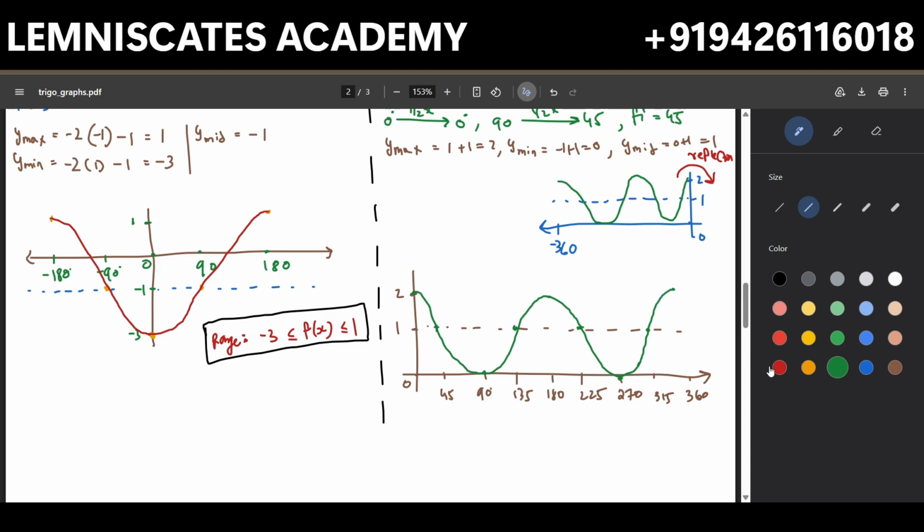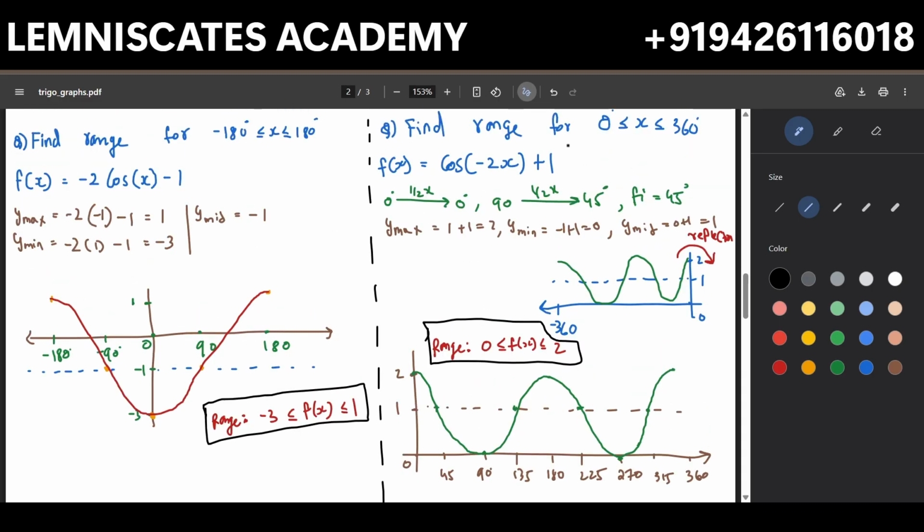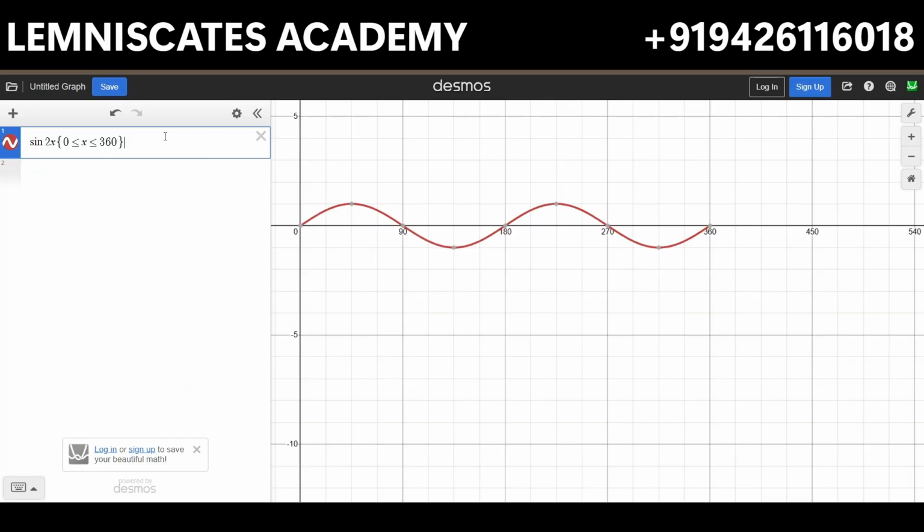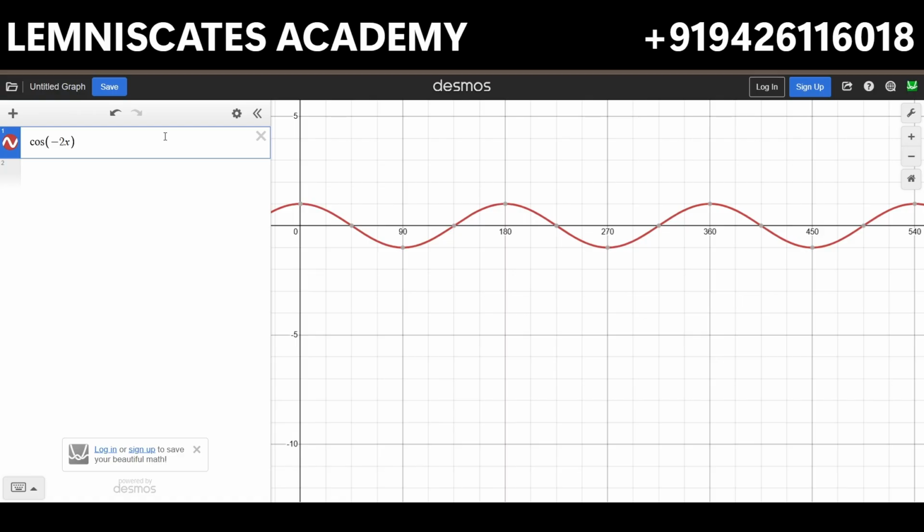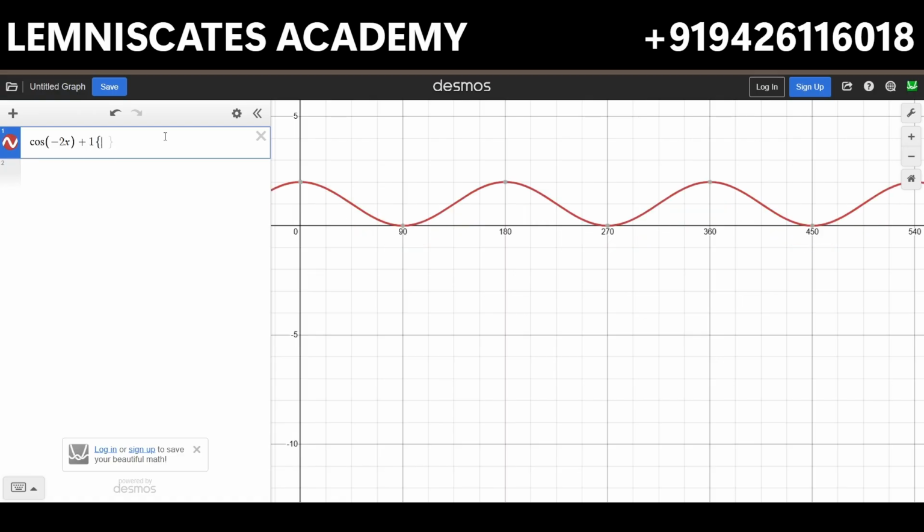And the range is in between 0 to 2. That is the answer over here. I can show this to you on the Desmos. The question was cos of minus 2x plus 1. So cos of minus 2x plus 1, and the domain is 0 to 360 degrees. And yeah, that's it. This is the graph.